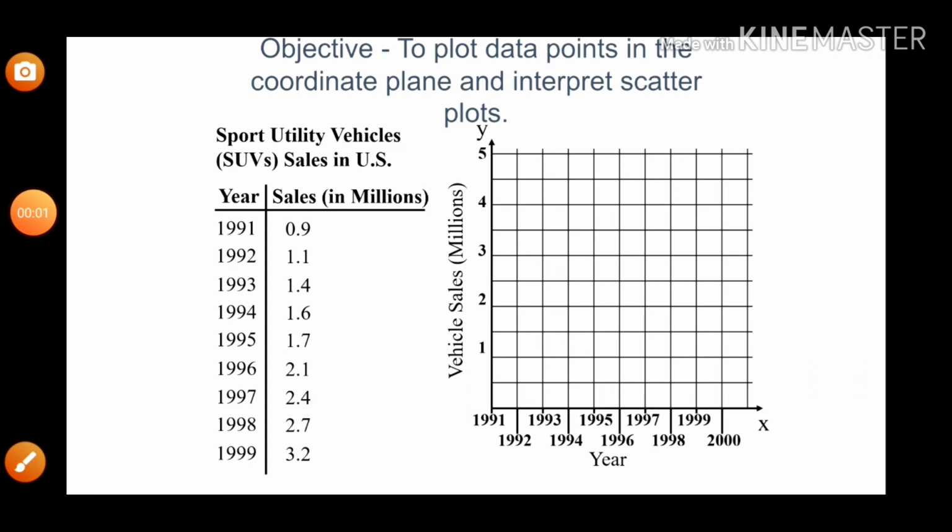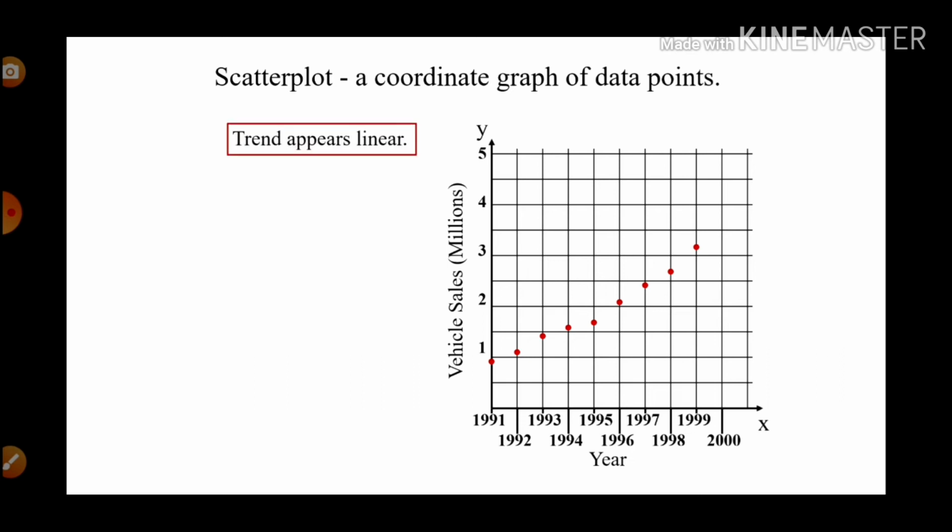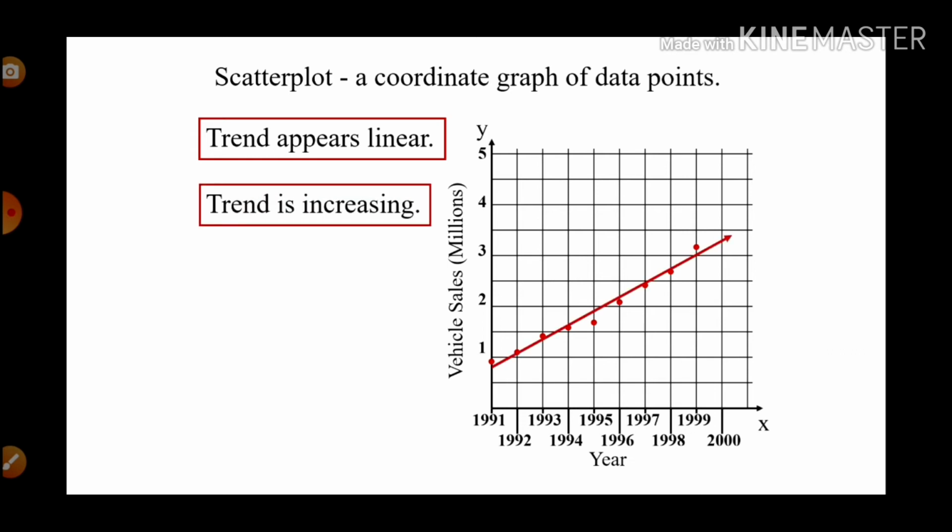Okay, this is SUV car sales in the US over the years. So if I plot the data, it's going to be like this. Now you need to analyze the scatter plot. What is the first one? Yep, the trend line appears to be linear. Okay, what else can you say? And the trend is increasing because it's going from left to right.